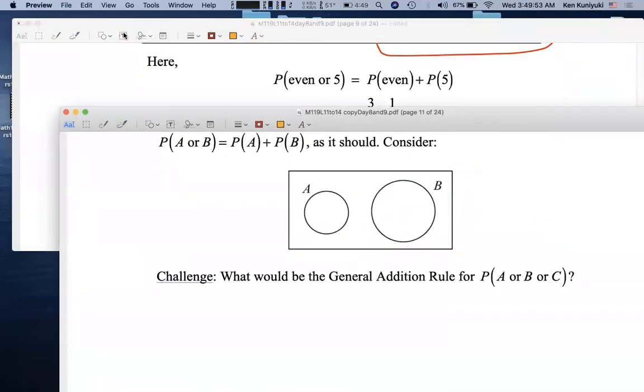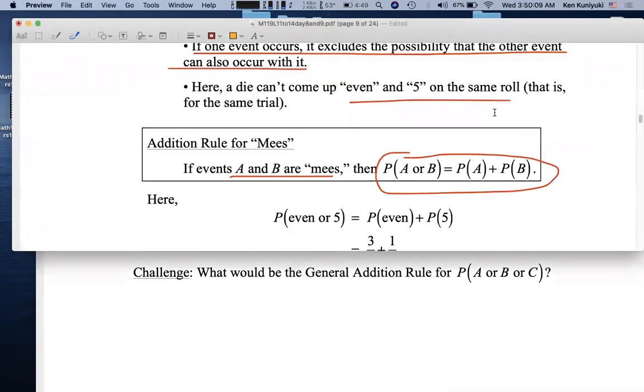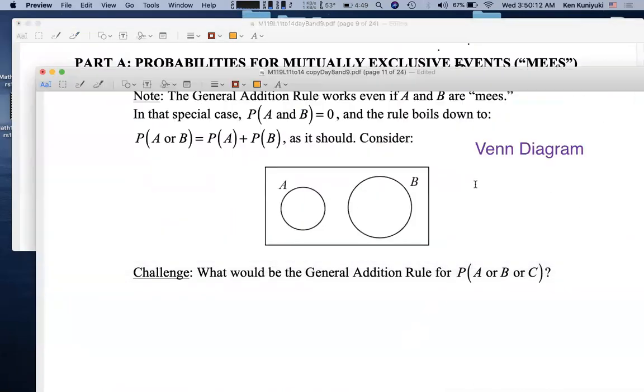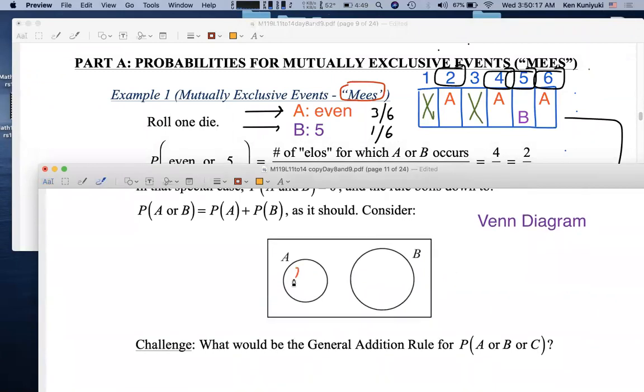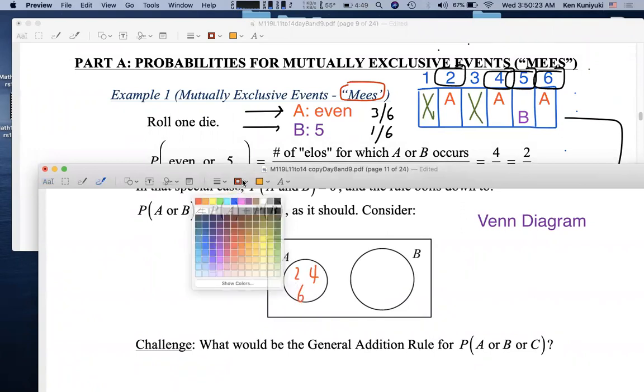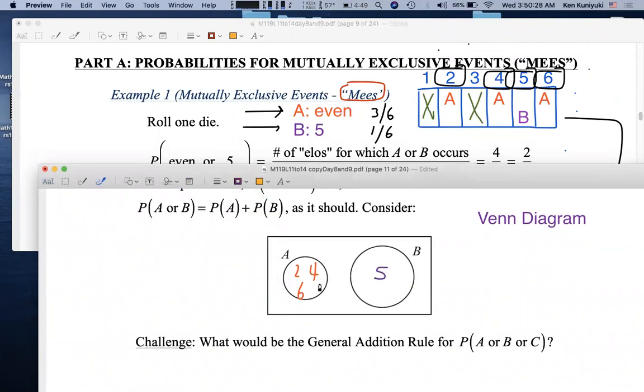We could do a Venn diagram. This is referred to as a Venn diagram, where we have figures and disks representing sets of outcomes. Here's a Venn diagram. All right, so when does event A occur? Event A occurs if we roll a 2, a 4, or a 6. Event B only occurs if we roll a 5. This is not to scale. I realize that disk A should be bigger than disk B, but you get the point.